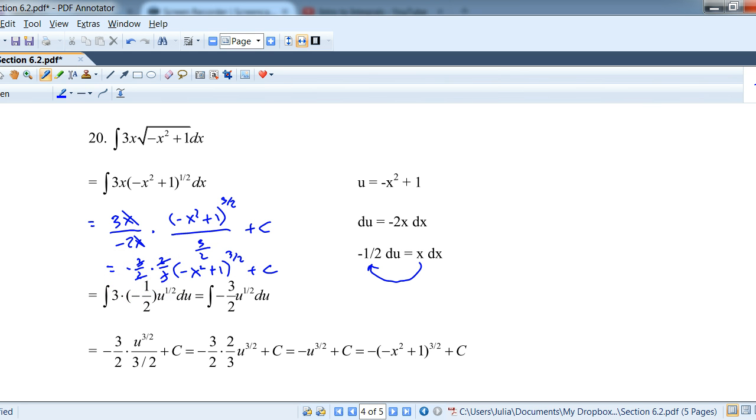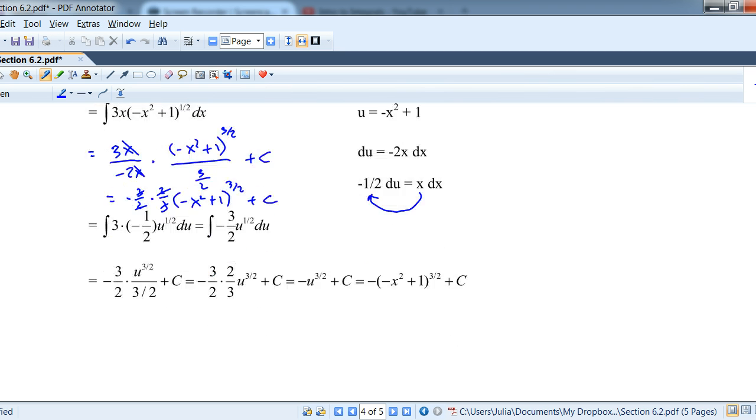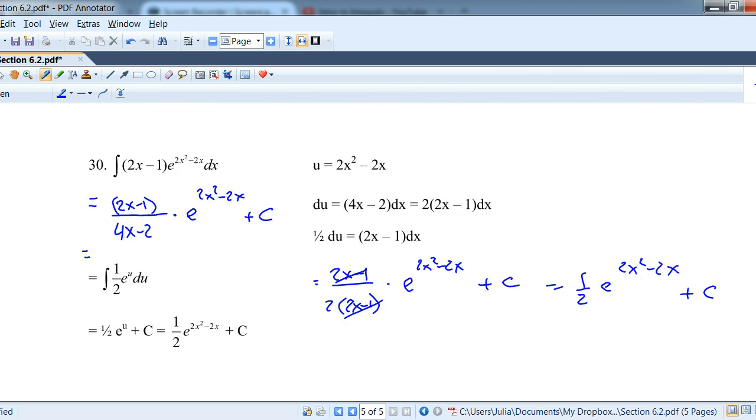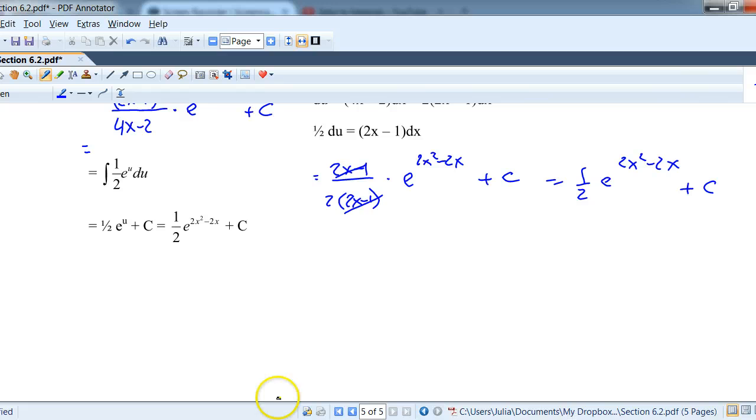So it's a neat looking shortcut, but I really recommend practicing the u-substitution because it helps you understand what's happening there. And that's it for this section.